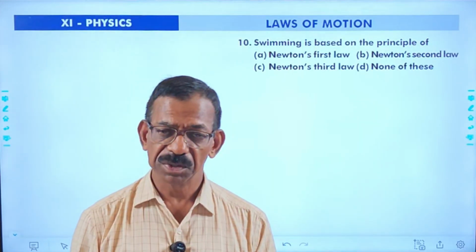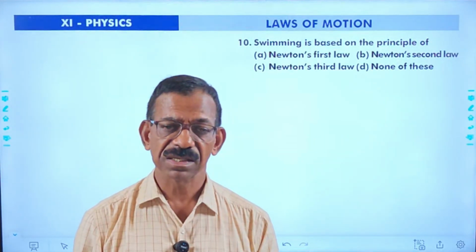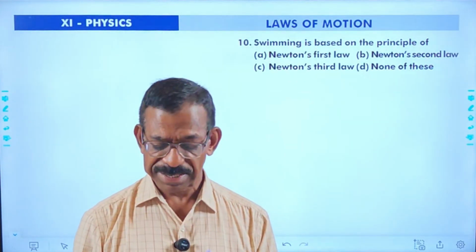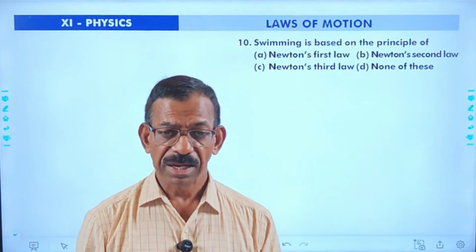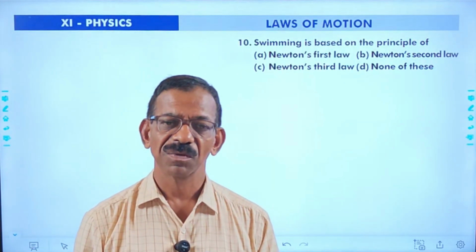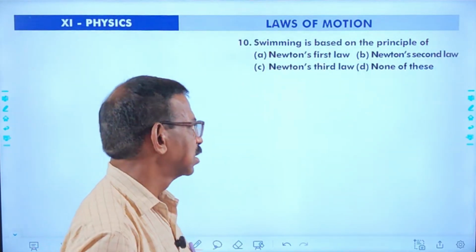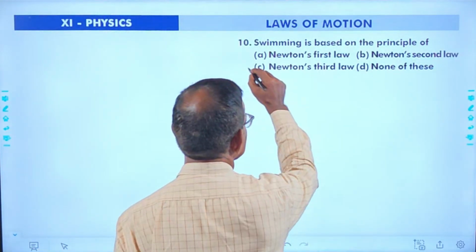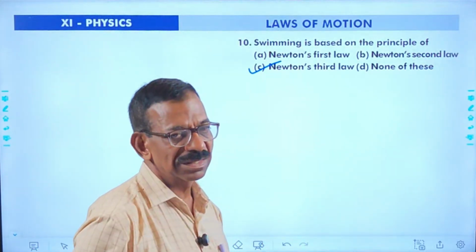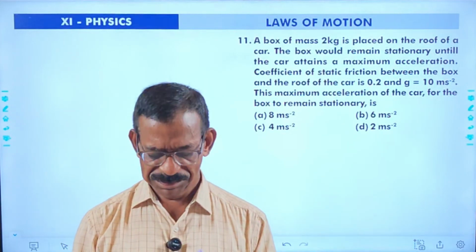If there is an action, there must be a reaction. In the case of swimming, as he pushes the water backwards, he will move forward. That is simply based on Newton's third law. Hence, the answer is option C. It is Newton's third law. Next is question number 11.